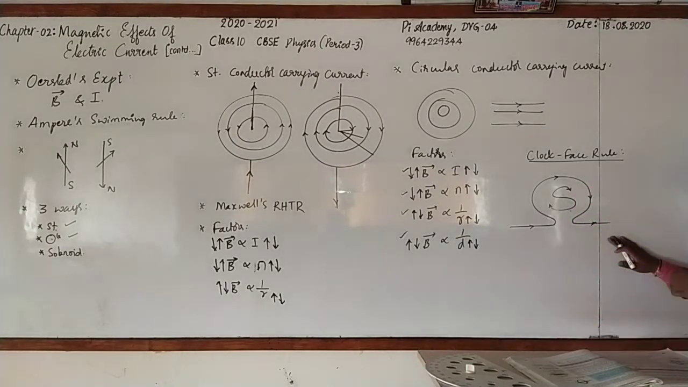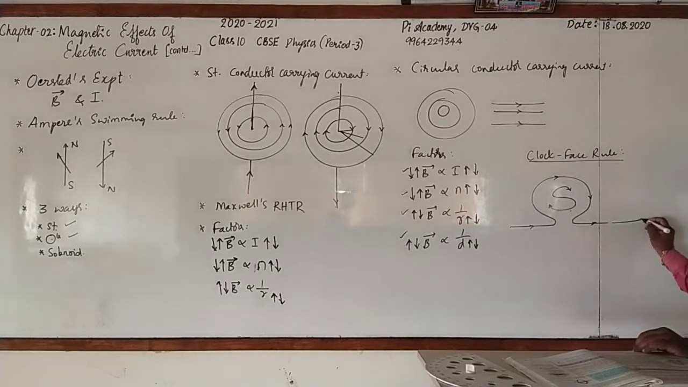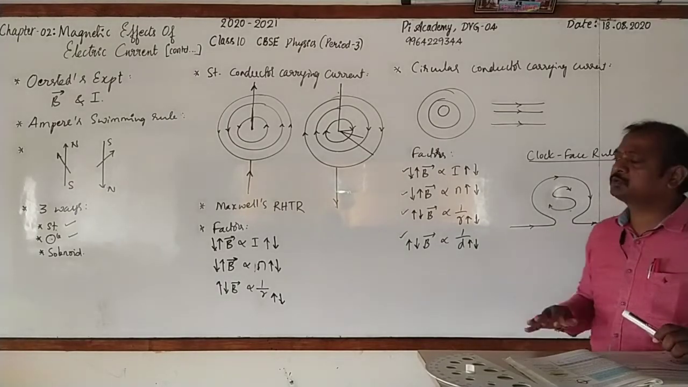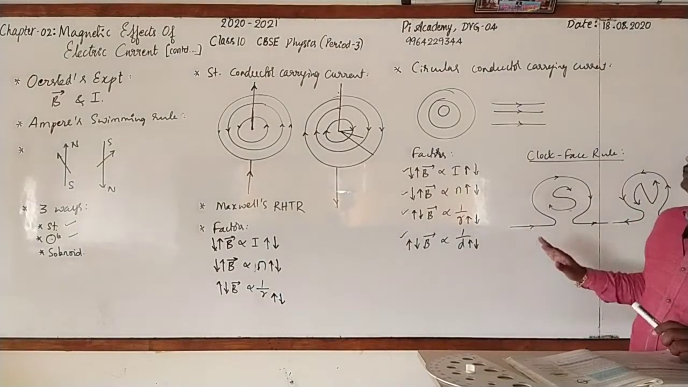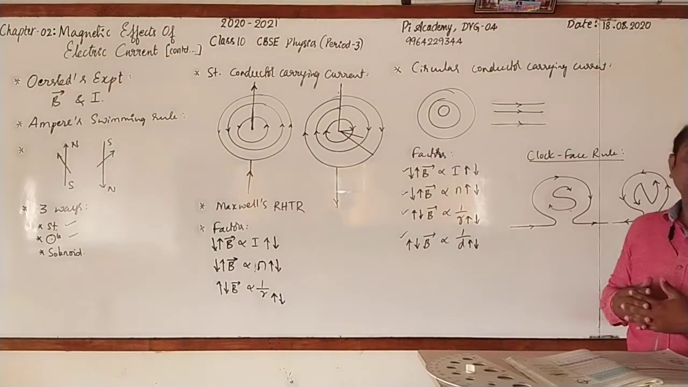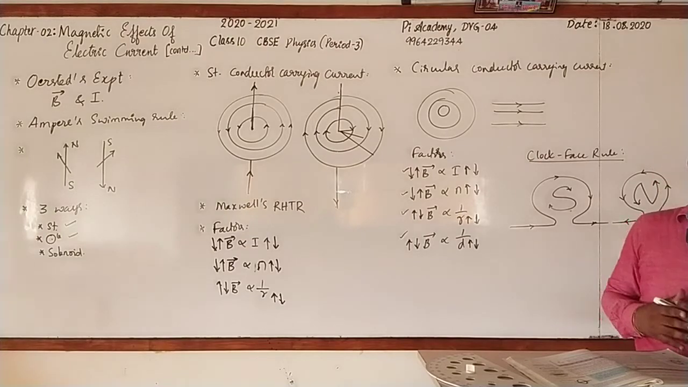If the face of the circular conductor in which current flowing appears in the anti-clockwise direction, then that face acts as north pole. Clear? I think this much was discussed in the last class. These are very important. Hence, again I have given you the explanation. Now we are moving to the next part of this chapter.